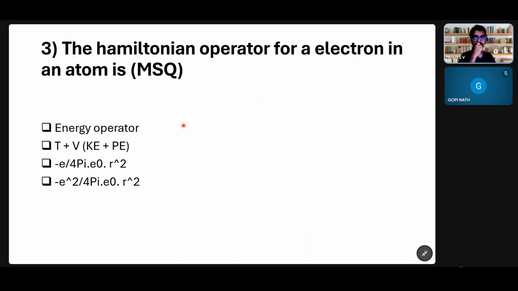So the next question: the Hamiltonian operator for an electron in an atom is, this is a multiple select question. There are two options here. One is the most general definition, which is an energy operator, and one is the actual formula for the Hamiltonian operator, which energy units it comprises of: kinetic energy plus potential energy, P plus V.